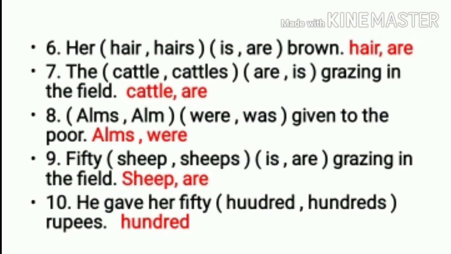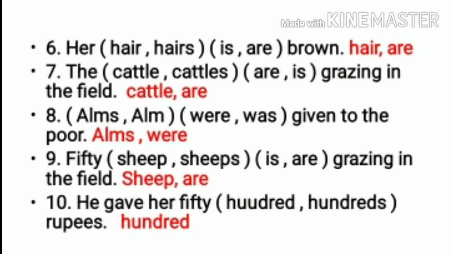Sixth one, her hair or hairs is or are brown. So it will be her hair are brown. Seventh, the cattle or cattles are or is grazing in the field. So your answer will be the cattle are grazing in the field.